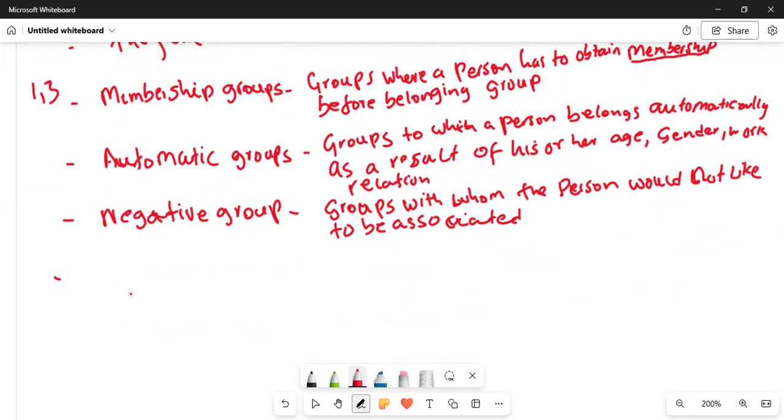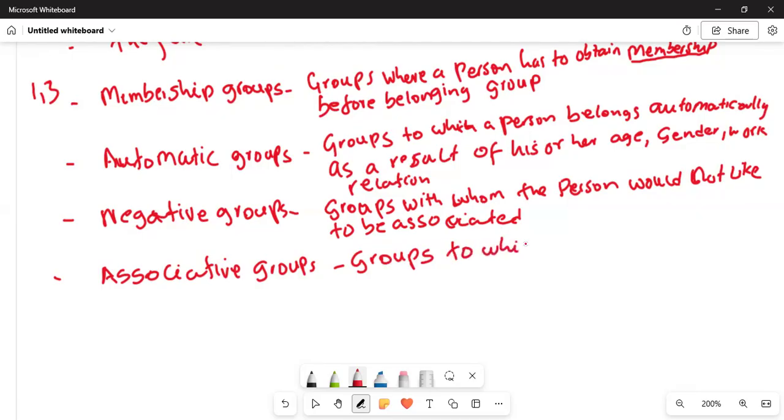Then we have associative groups. These are groups to which a person aspires to belong. That is that. So this is how we are to answer that question.